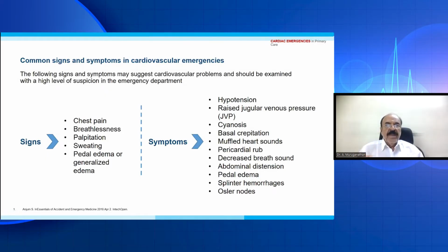What are the common signs and symptoms in cardiovascular emergencies? Chest pain, breathlessness, palpitation, sweating, pedal edema, or generalized edema. These symptoms may suggest, and people must suspect, that it may be an emergency. That can lead to hypotension, raised jugular venous pressure, cyanosis, basal crepitations, muffled heart sounds, pericardial rub, decreased breath sound, abdominal distension, pedal edema, splinter hemorrhage, and Osler's nodes. So these are the signs, and the symptoms I already told you: chest pain, palpitation, etc.